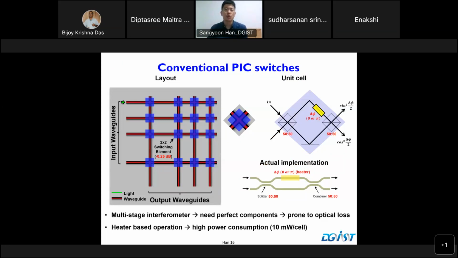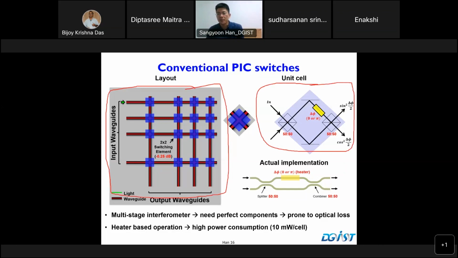They basically have some sort of topology. Here I draw a matrix topology. You can have several of them, but simplifying, you can draw something like this. And at each cross point of the mesh, you have a Mach-Zehnder interferometer. I heard that 80% of the audience has a photonics background, so most of you know what the Mach-Zehnder interferometer is. Basically, it has two arms, two inputs and two outputs.